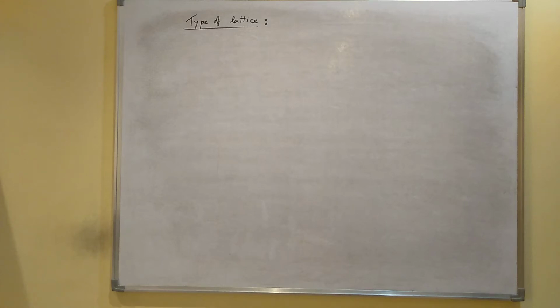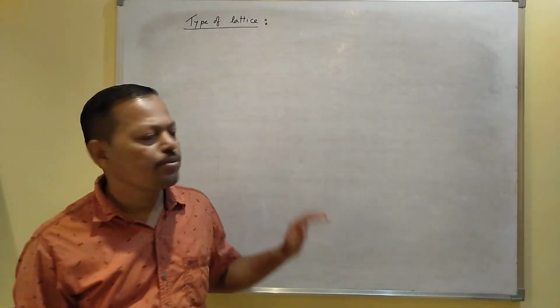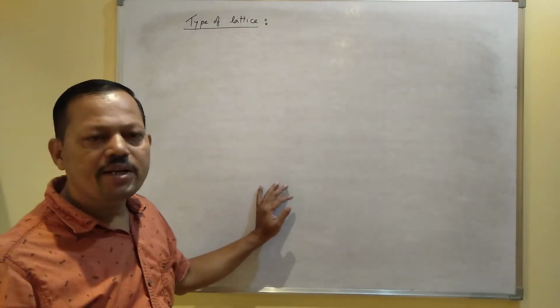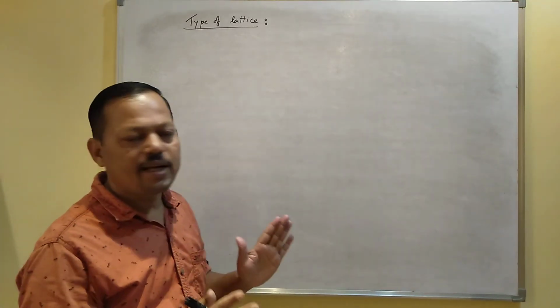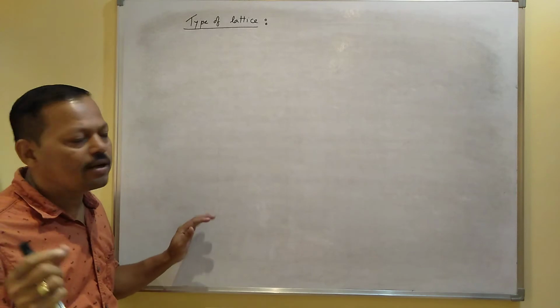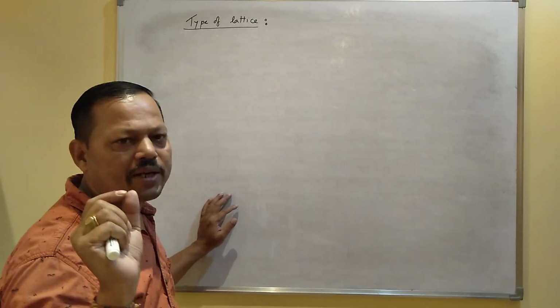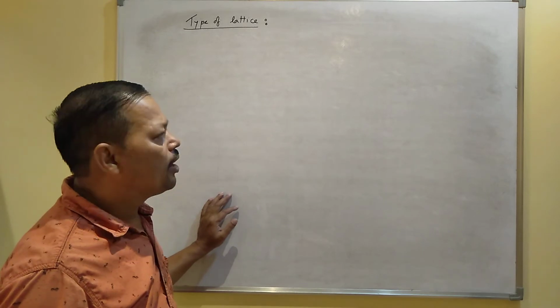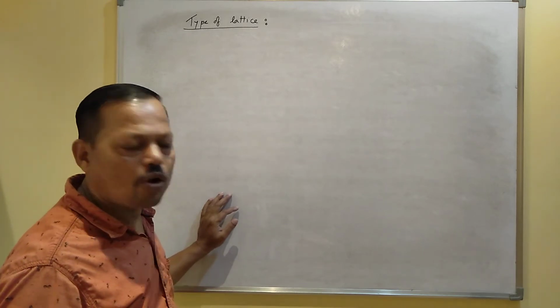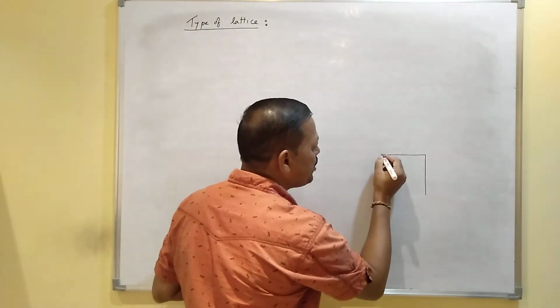Good morning, students. In the last class we covered the types of unit cell. There are mainly 7 types of unit cell, called the 7 crystal systems, based on their edge lengths and the angles between the edges. These seven crystal systems may be of 2 types depending on the position of the particles. One is called primitive and the other is called non-primitive unit cell. So what is the difference between primitive and non-primitive unit cell?